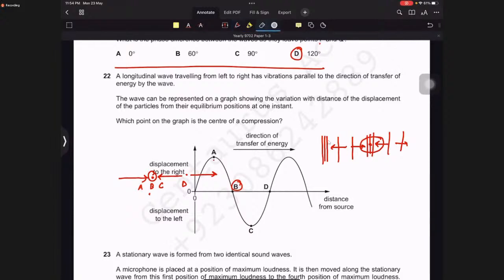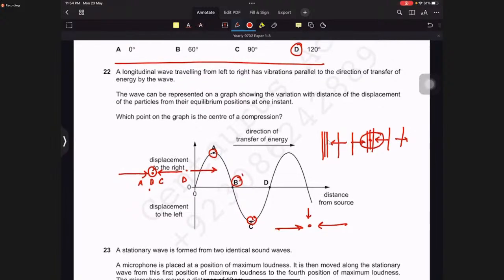Basically, you just need to see where the particles are moving. This point shows to the right, this point shows to the left, and between the right and the left, when you go right from here and left from here, you should end up at the center, which is B. That's why D can't be the point, because D is the next point that moves here. It's right, left, like that.